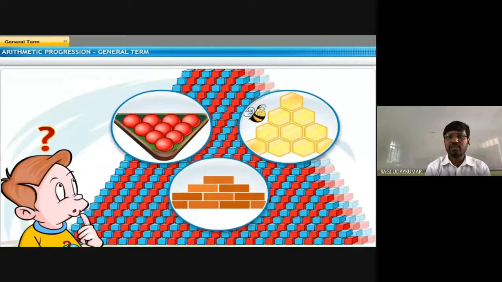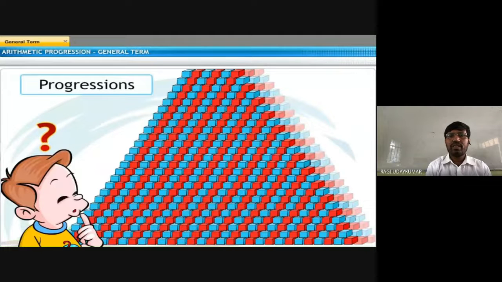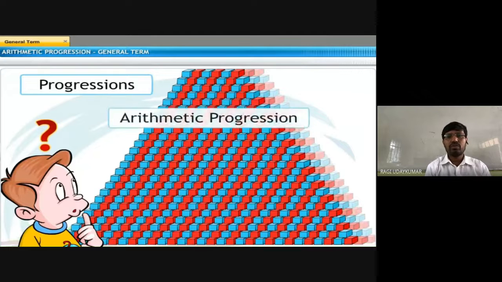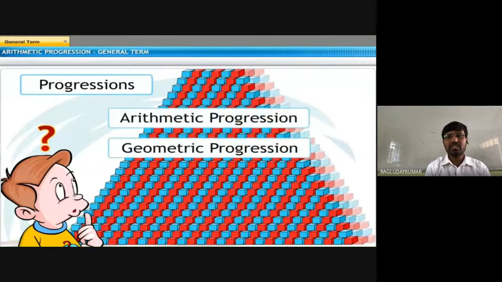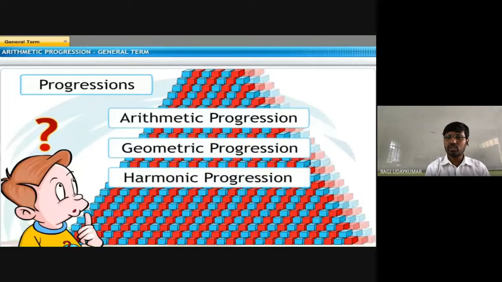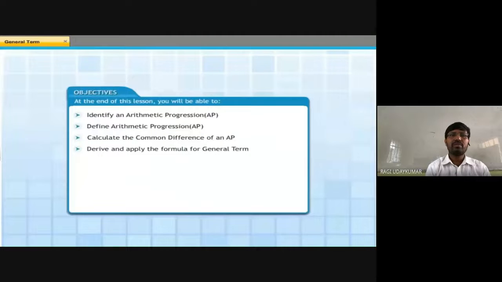Whenever different shapes are there, you can find out. Progressions means we are going to use these progressions. In progressions, we have the arithmetic progression, geometric progression, and harmonic progression. But in class 10th, we are going to learn only the arithmetic progression. Geometric progression will be learned in your 11th class.